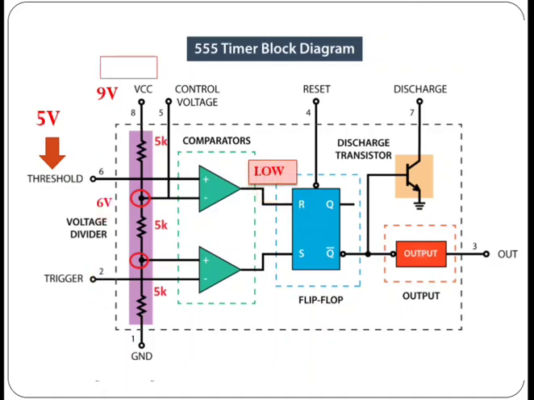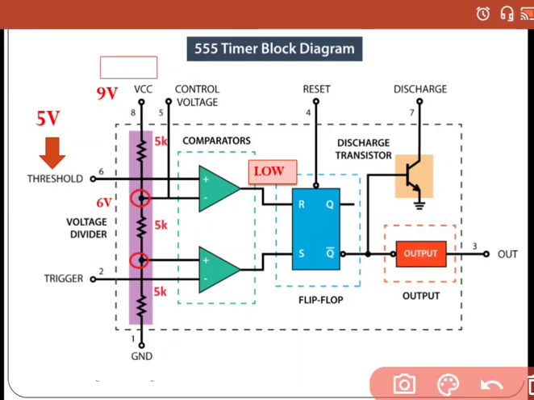Okay. Now consider the second case. If the threshold voltage has dropped below 6 volt, what will be the comparator output? It has changed to low. Obviously, this voltage at the inverting input terminal is greater than this voltage, so the comparator output will be low.